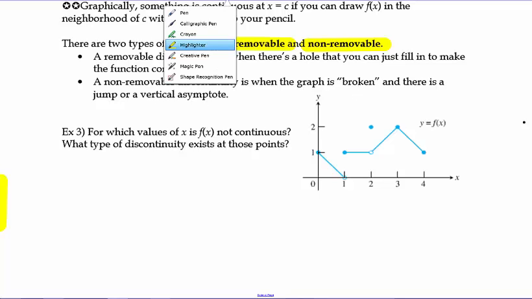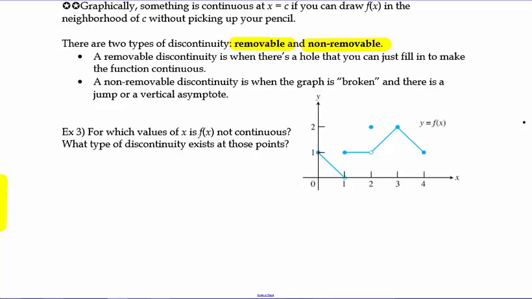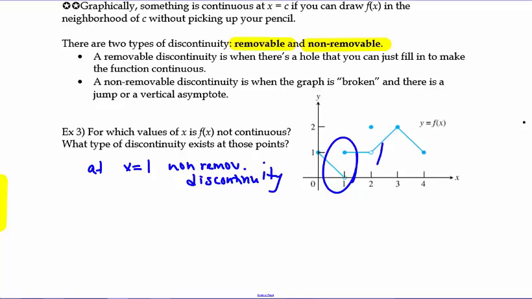So if I come to this one right here, and I say, all right, for what values is f not continuous? That's going to be any time it's broken. So it's broken right here. It's got a hole right there and no other holes. So where it's broken at x equals 1, there is a non-removable discontinuity. At x equals 2, there's a discontinuity because I'd have to pick up my pencil there, but it's a hole I can just fill in. So at x equals 2, there is a removable discontinuity. Okay?